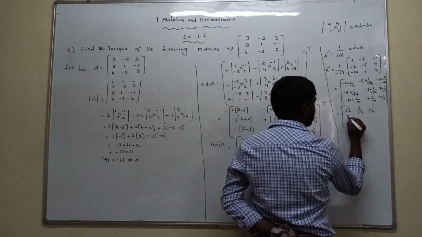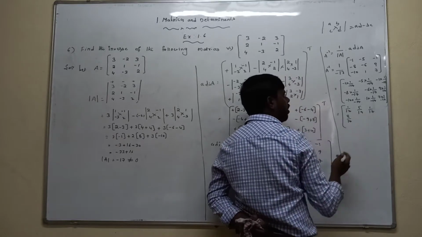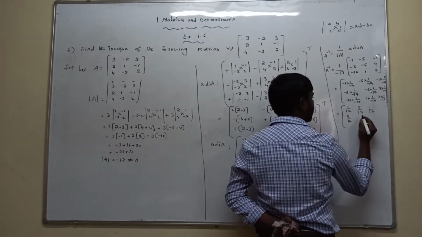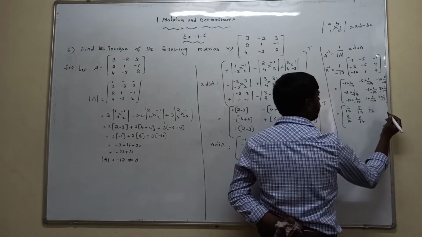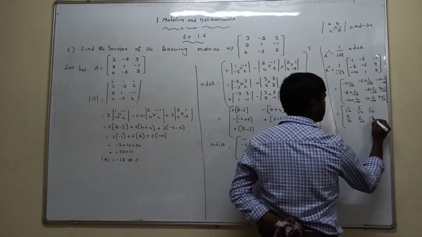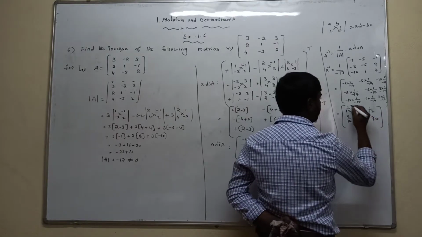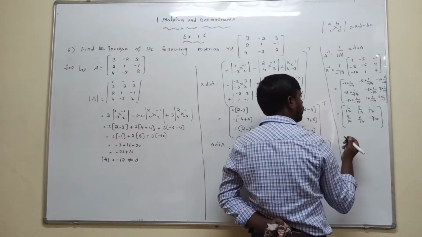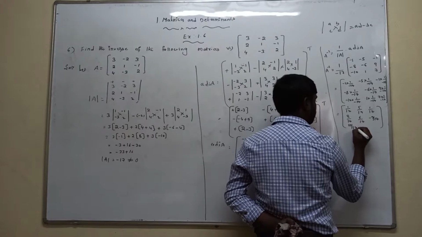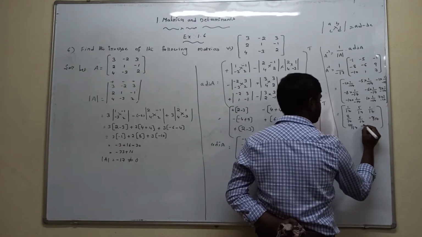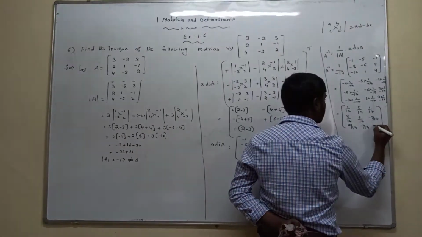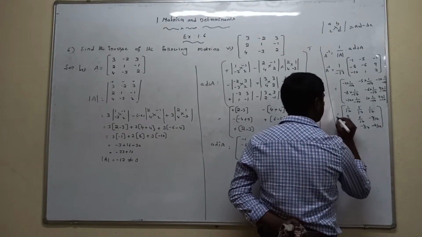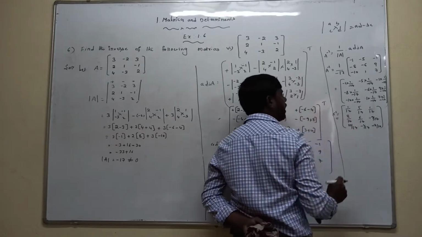8 into 1 by 17 value is 8 by 17. Minus gets cancelled. 6 into 1 by 17 is 6 by 17. Now 9 into 1 by minus 17 value is minus 9 by 17. Minus gets cancelled. 10 into 1 by 17 is 10 by 17. The 1 into 1 by minus 17 value is minus 1 by 17. Now 7 into minus 1 by 17 value is minus 7 by 17. This is the inverse of the A matrix.